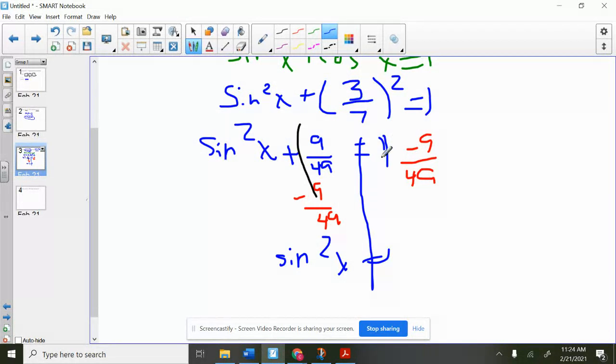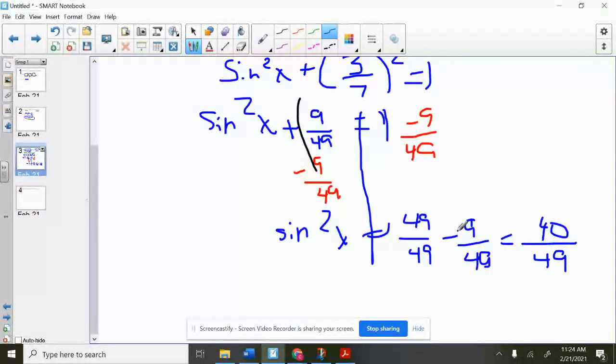I don't have a common denominator, but I can multiply that top and bottom by 49, because we know that 49 over 49 is still exactly 1. And I want that because now I have that common denominator of 49, so we rewrite it that way. Then subtract 49 minus 9, that's 40. So what I currently have is sine squared equals 40 over 49.